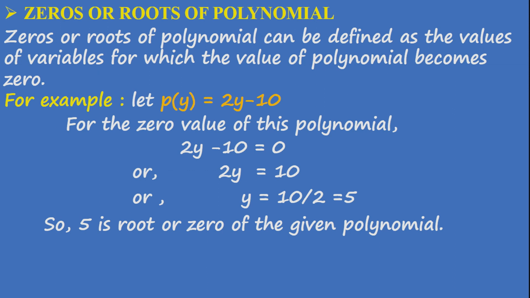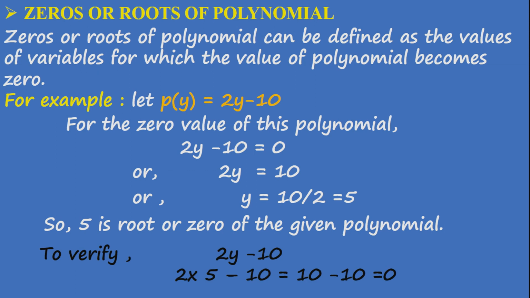Now we can check it by putting the value of variable y, which is equal to 5, in the polynomial. 2y - 10, this is the polynomial, right? So 2 × 5 - 10, that is equal to 10 - 10, that is equal to 0. So it means for variable y equal to 5, the value of the polynomial becomes 0. I hope you all have understood it.